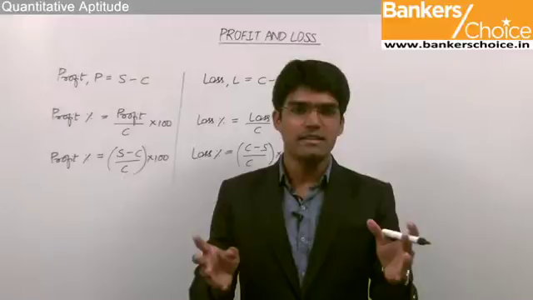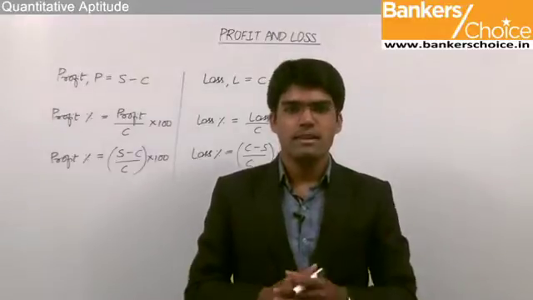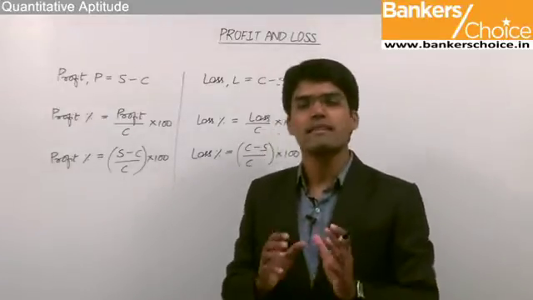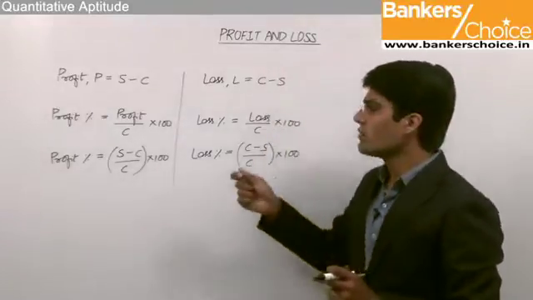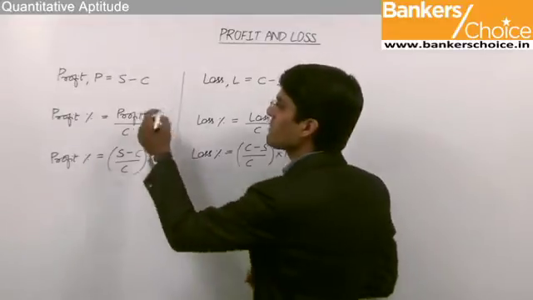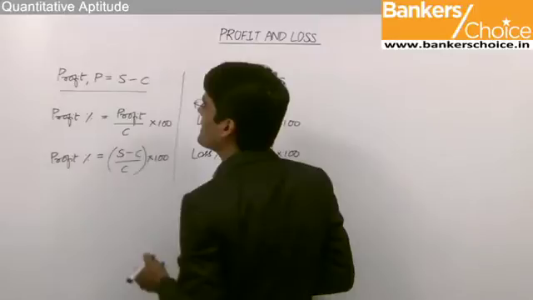So that is the reason we always calculate profit or loss in terms of percentages so that the comparison becomes simple. So let us see what are the formulae to be used to find out profit and loss in terms of percentages. As discussed earlier, profit is nothing but S minus C, that is selling price minus cost price, and loss is equal to C minus S.